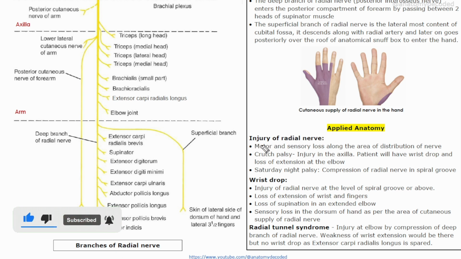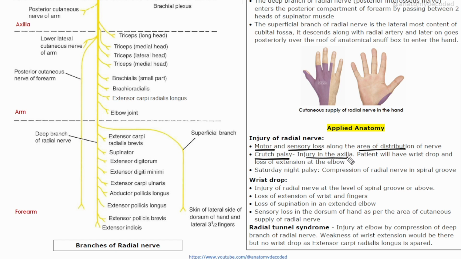So whenever there is injury to the radial nerve, it leads to motor and sensory loss along the area of distribution of the nerve. Then there's a condition called crutch palsy. When patients use a crutch, there is a chance of injury of the radial nerve in the axilla. This is the proximal most injury of the radial nerve which is possible, in which the entire radial nerve would be affected. Branches of axilla, branches of arm, branches of forearm, all would be affected. So there is wrist drop as well as loss of extension at the elbow.